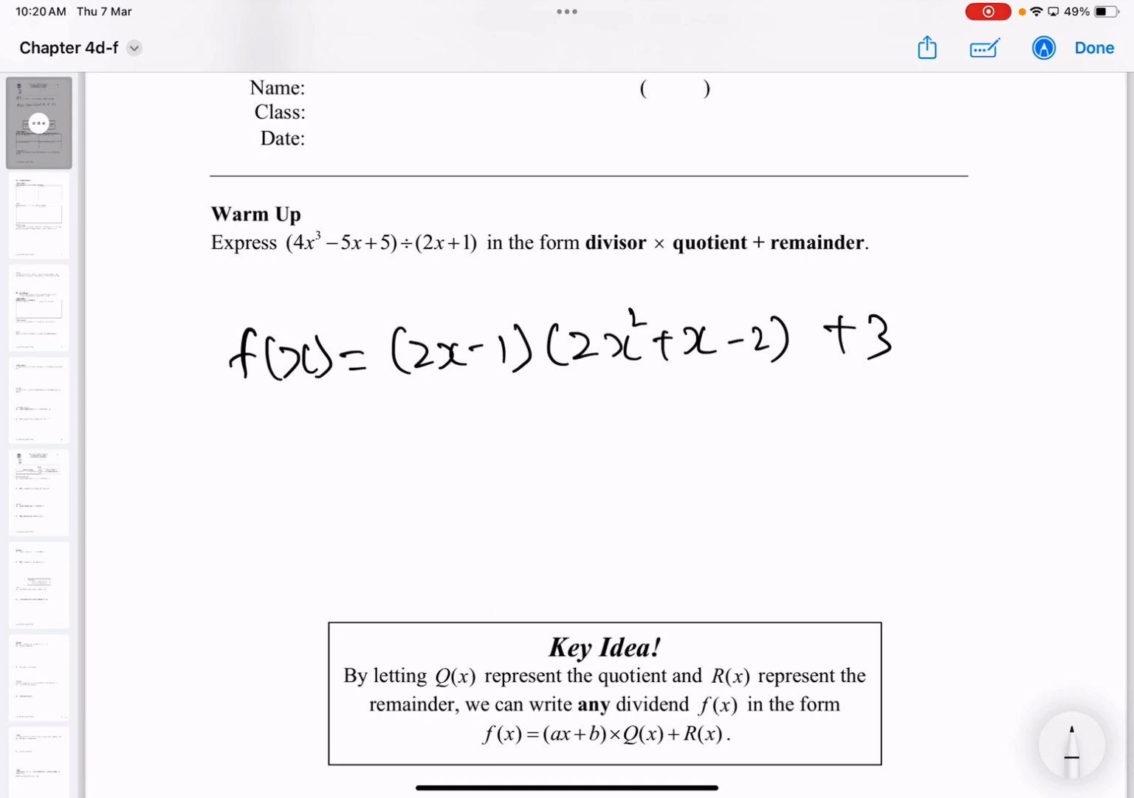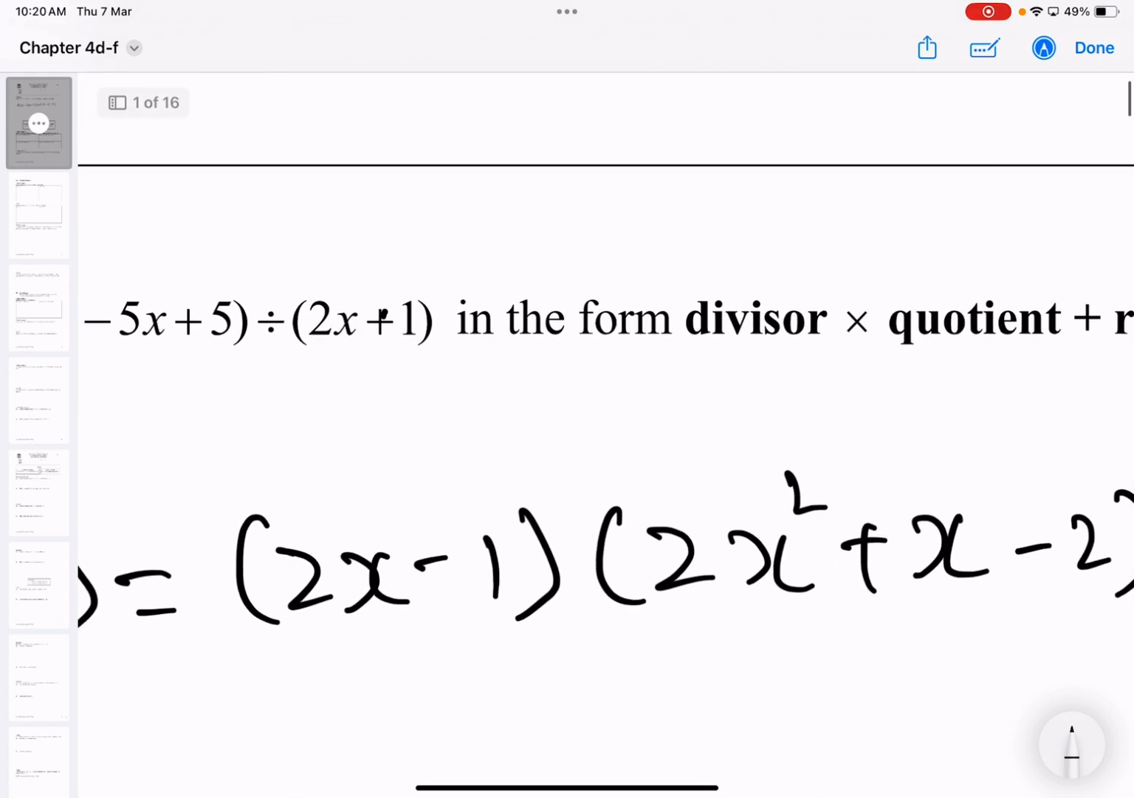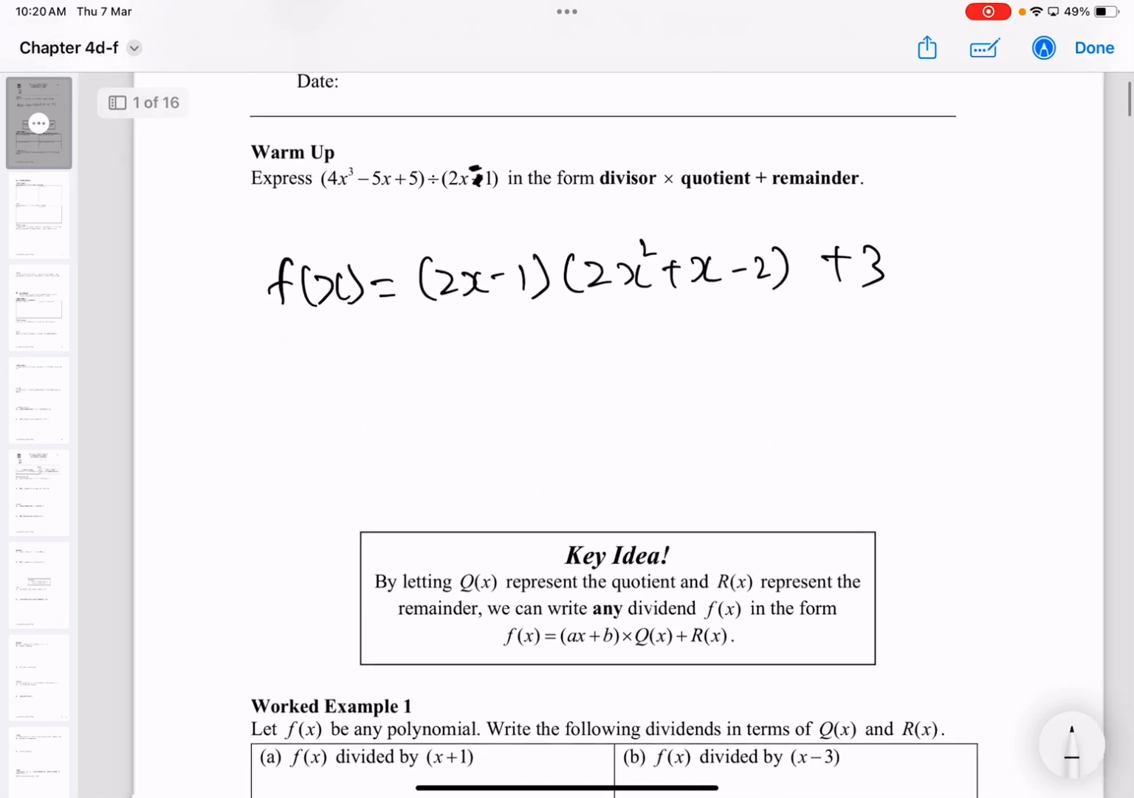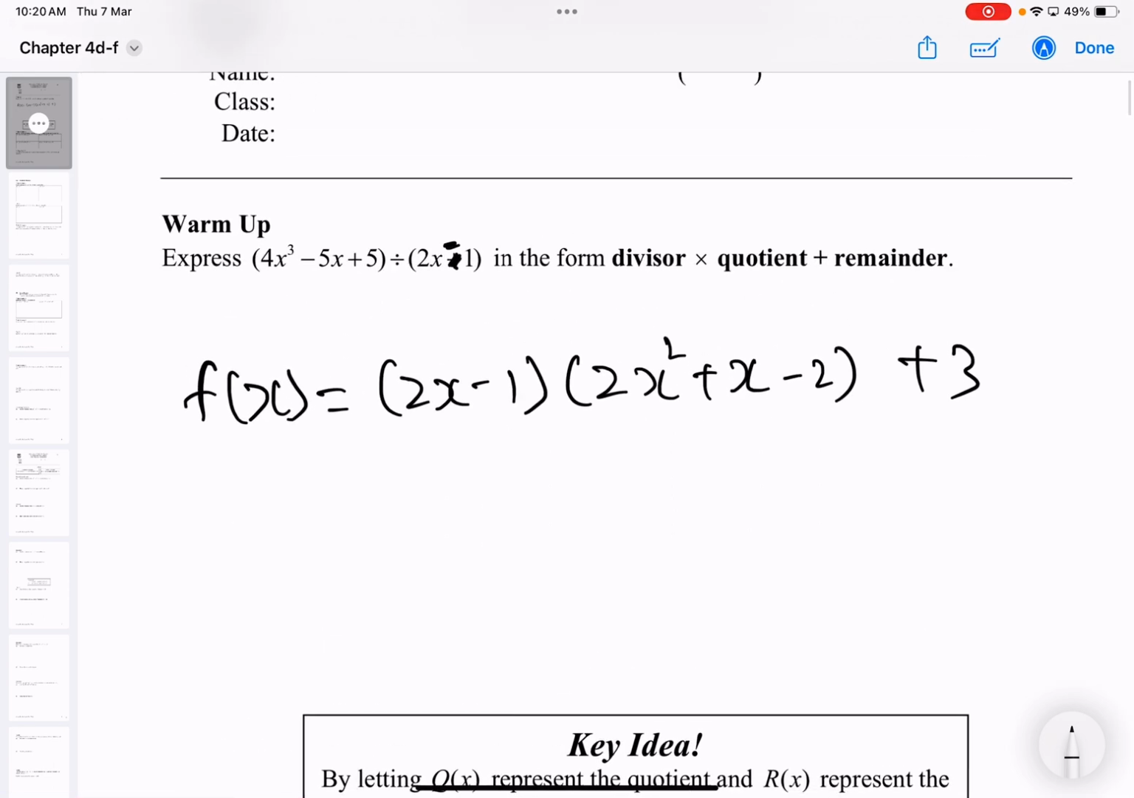But anyway, it's not important, I don't need you to redo it again. Can you just change this to minus? Because I just want you to see the outcome of it. I don't need you to do long division again. That's not my intention.